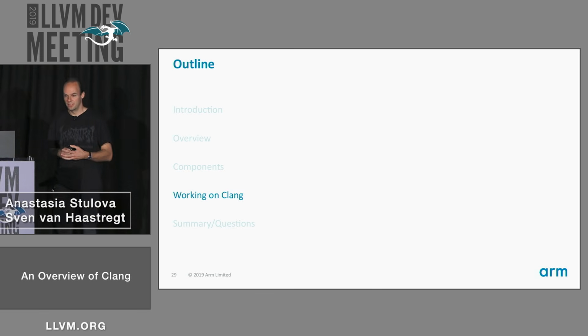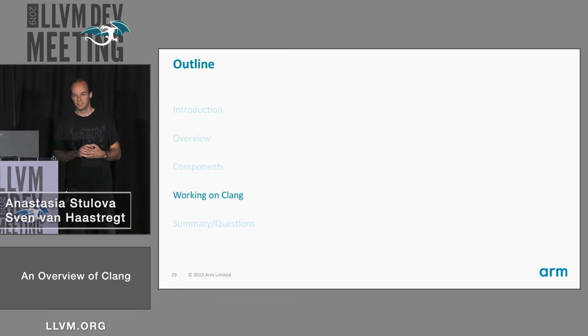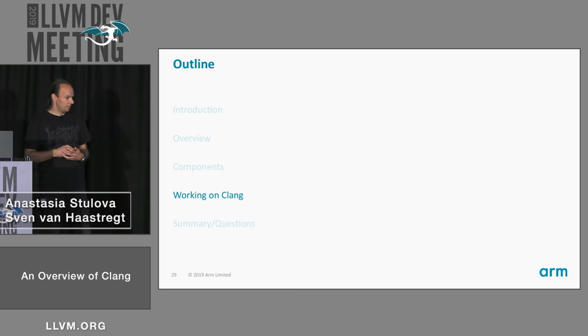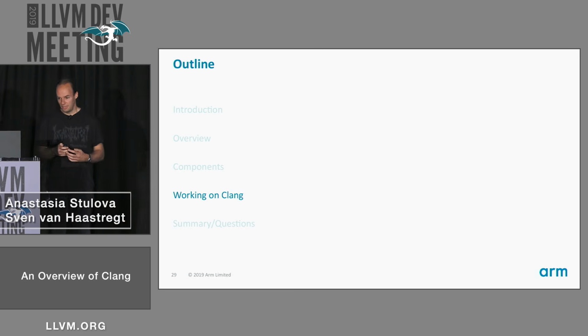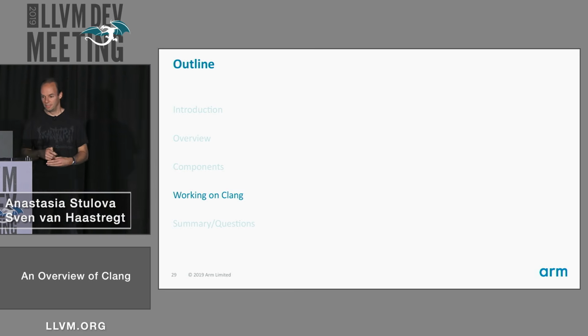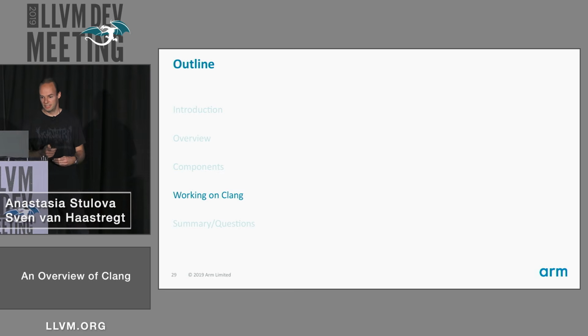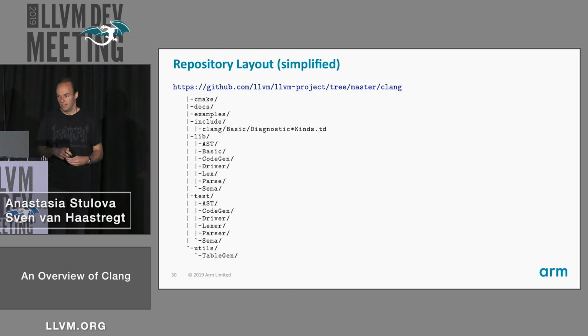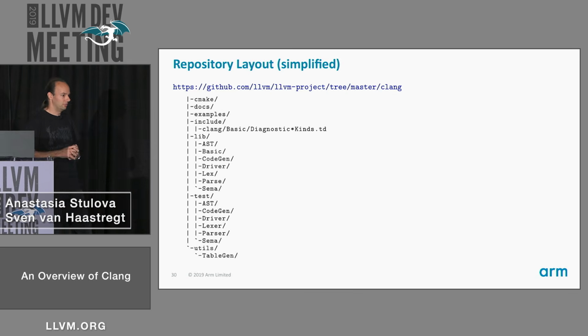Right, so now we have produced the LLVM IR. Basically, that concludes our journey through the different components of Clang. So let's have a look at how you can actually work on the Clang code base itself and how you can test it and so on. Just to give you an idea where you can find all these things.